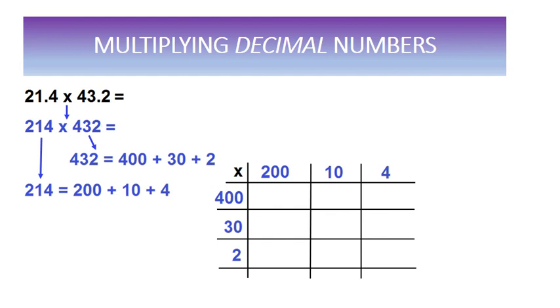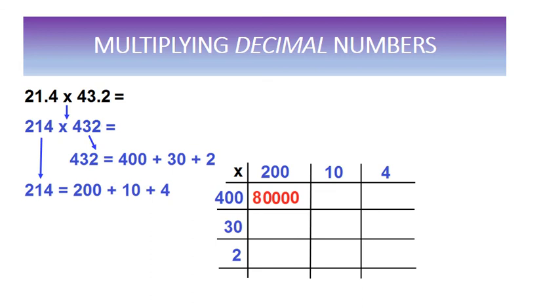And now I'm going to find the answers that go in all of those squares. So I'm going to start by multiplying the 200 by the 400. So I'm going to say 2 times 4 is 8, multiplied by 100 because 400 is 100 times bigger than 4, and then multiplied by the other 100 for the 200. So the answer to that is 80,000.